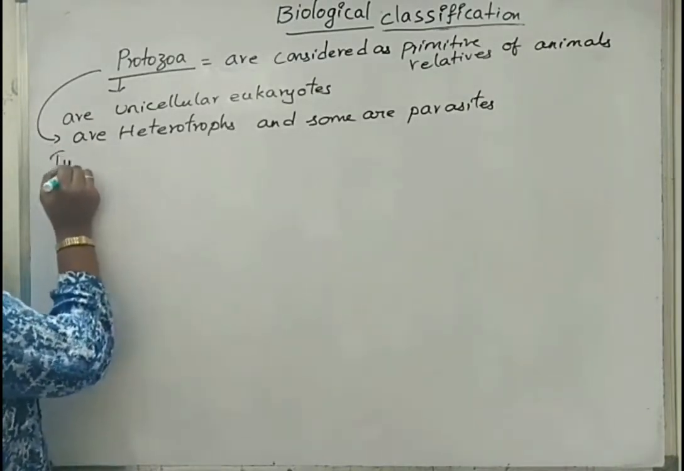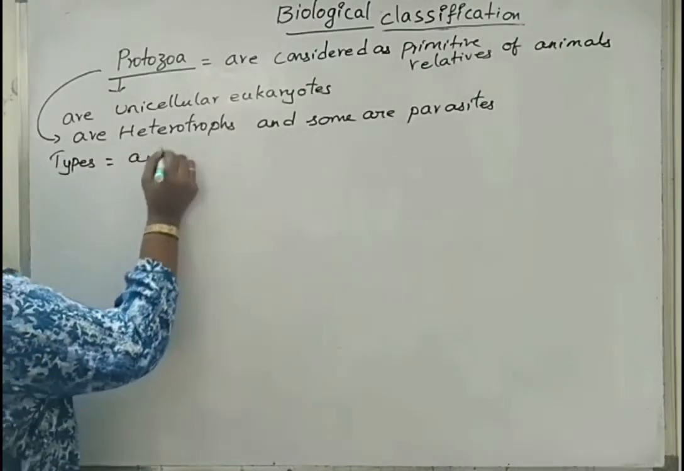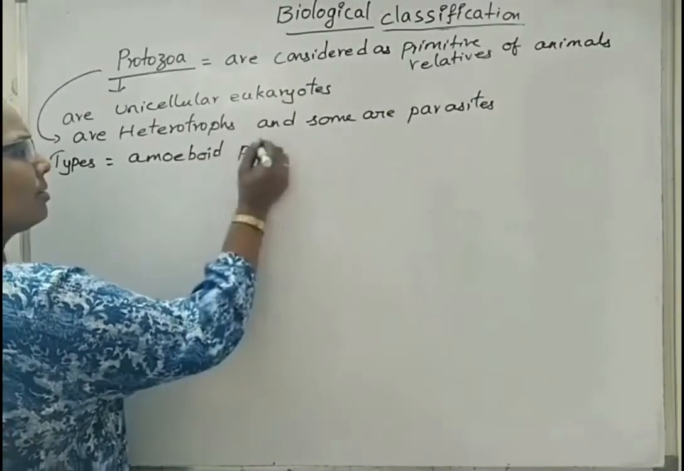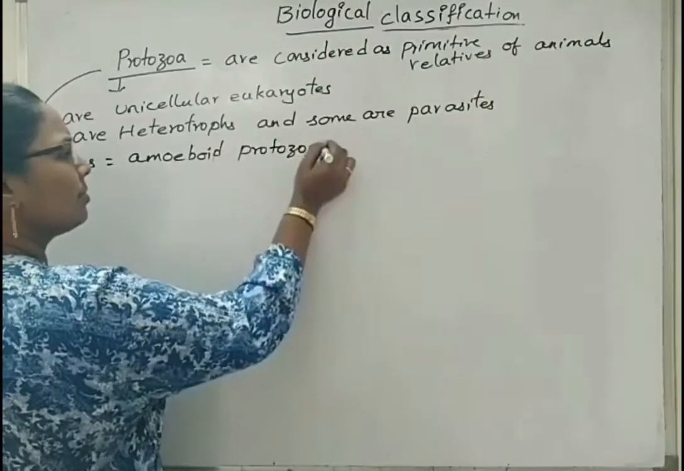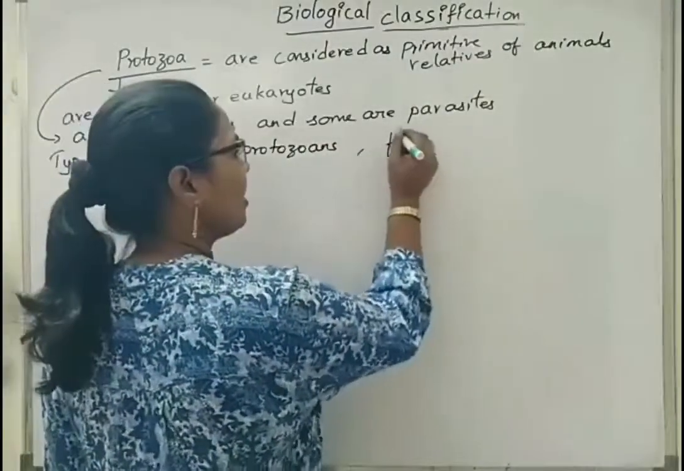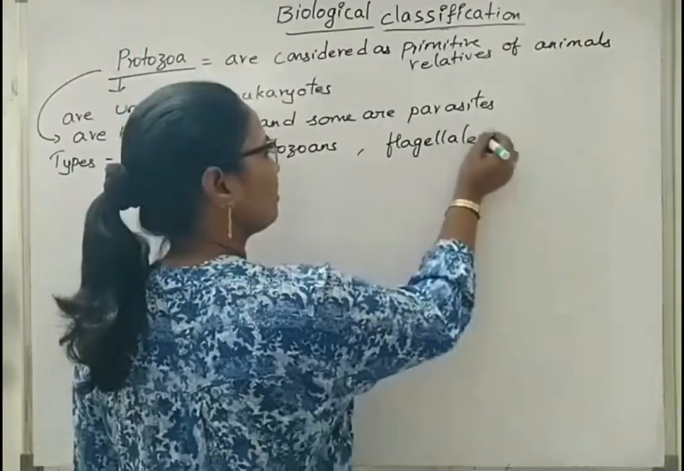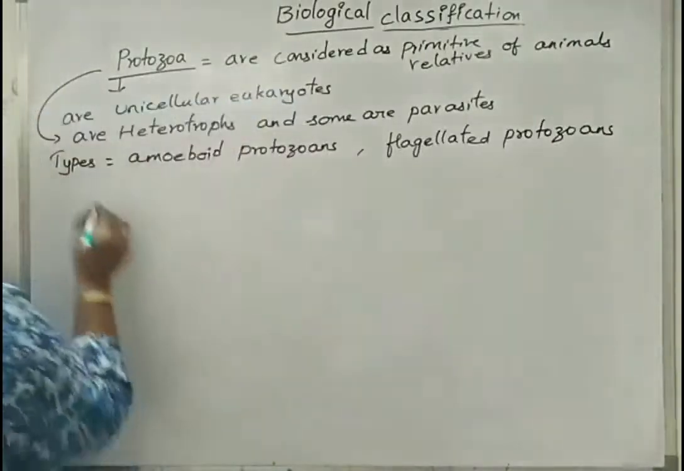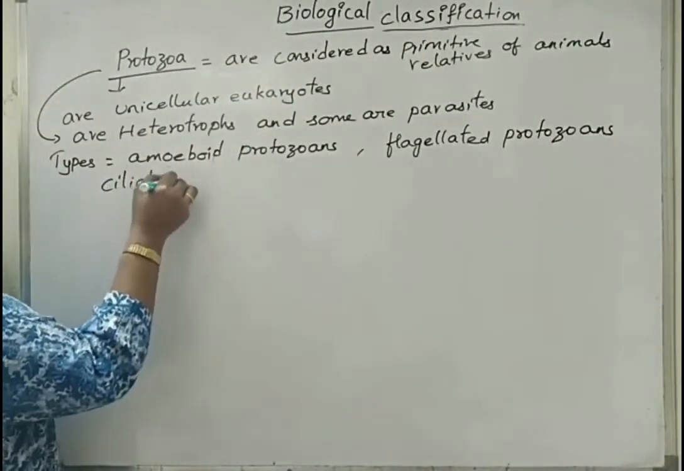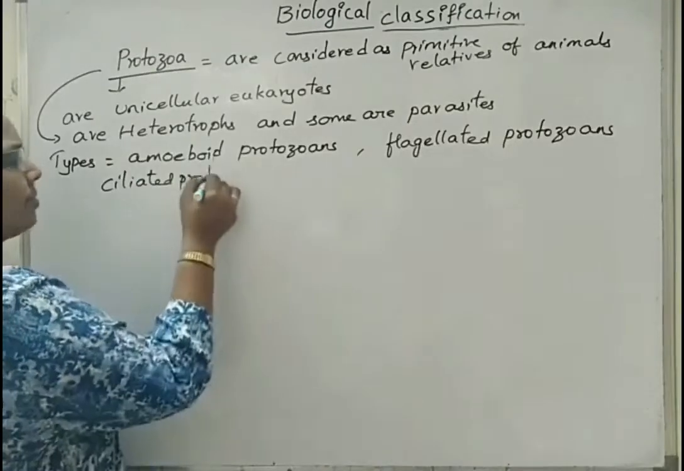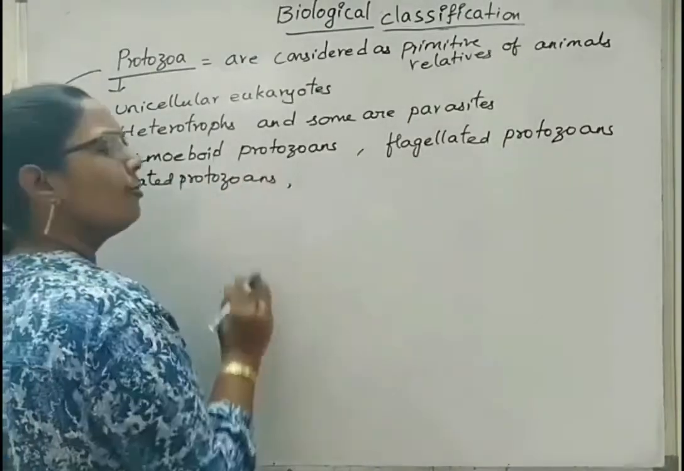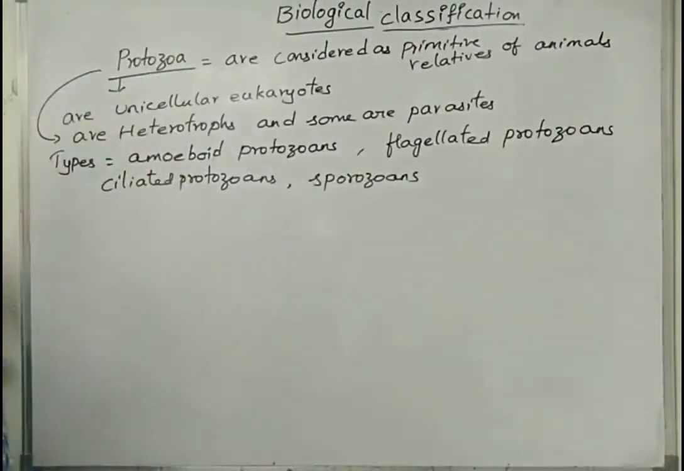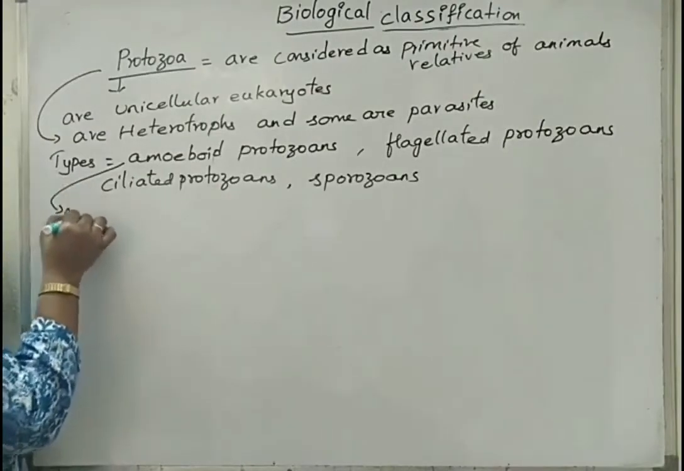Now, the types of protozoans are amoeboid protozoans, next flagellated protozoans, next ciliated protozoans, and the fourth one is sporozoans. First one we will see about amoeboid protozoans.